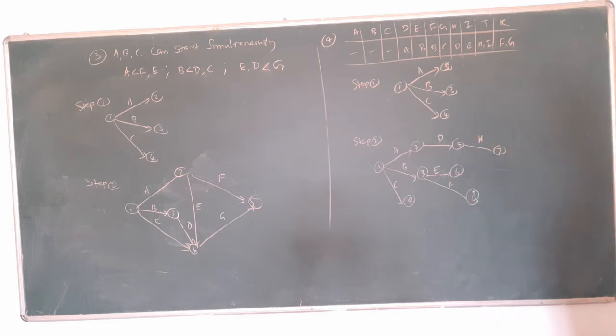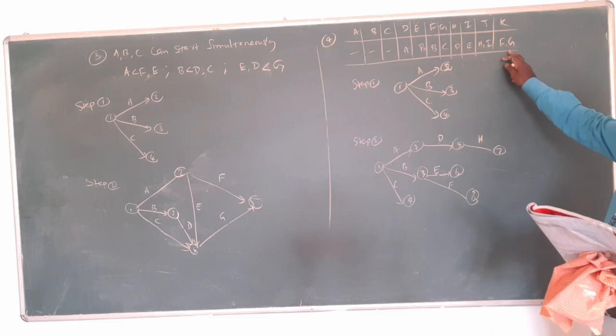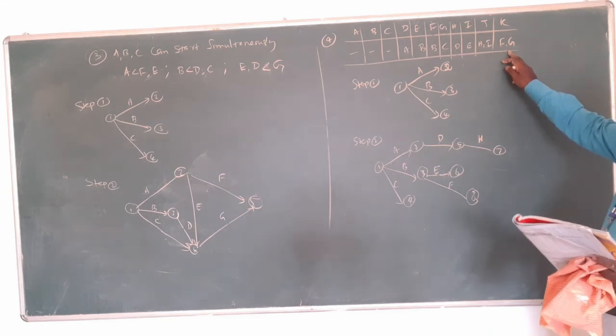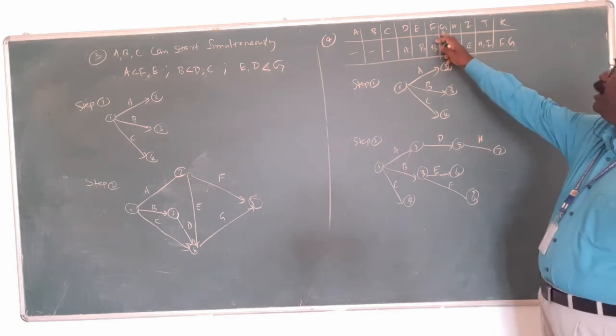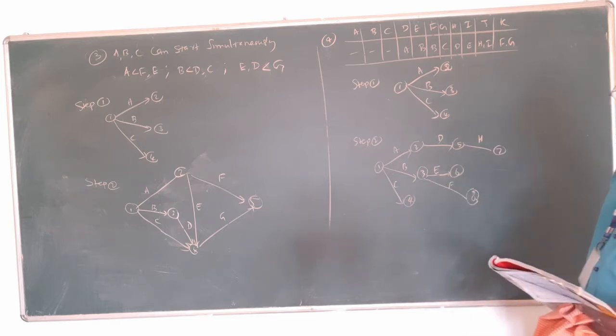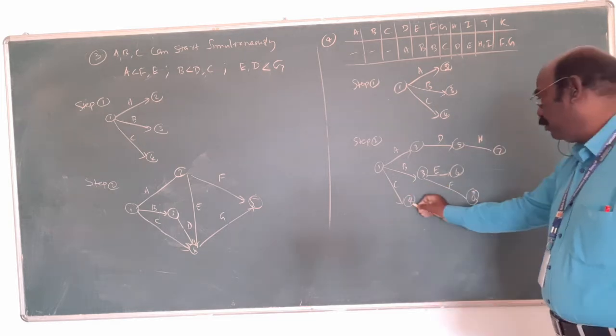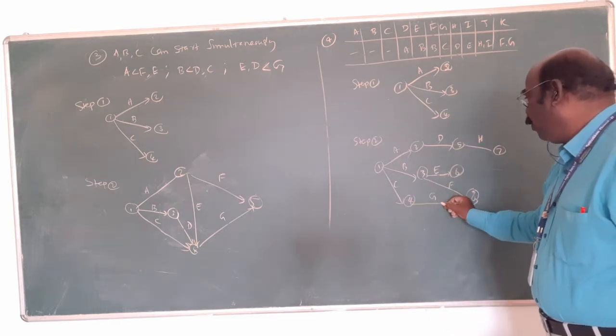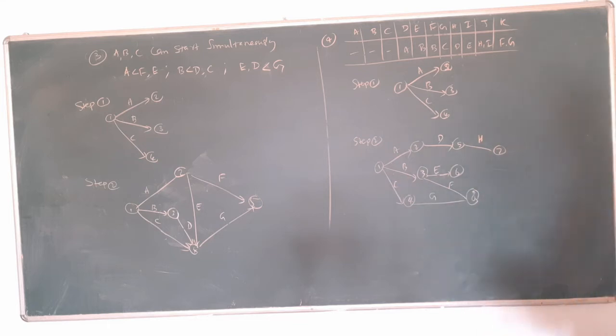Am I right? A, B, C, D, E, F, G, E, F, H, then G. Where is G? Here. Am I right? The before G is C. Am I right? Before G is what? Here G. Before G is C. Over.